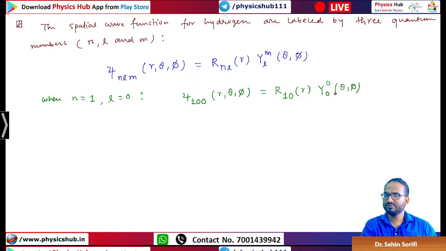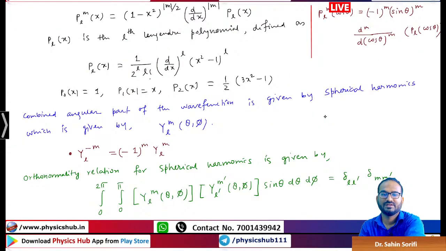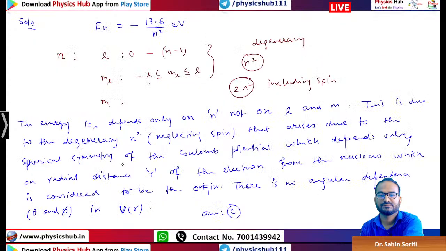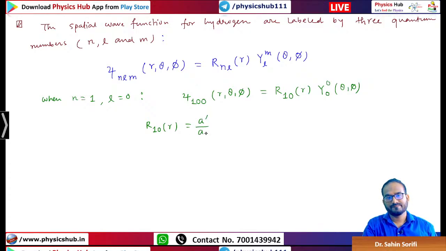So Y 0 0, you know the value. What is the value? 1 by square root of 4 pi, isn't it? We have seen it, 1 by square root of 4 pi, remember that. So R 1 0 of r is the radial part of the function, and it also has some functional value. Let's say A prime by a naught e to the power minus r by a naught. Now this needs to be normalized.